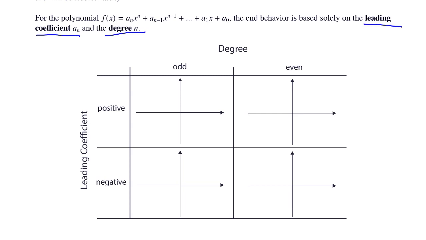Starting in the first box, if you have a leading coefficient that is positive and a degree that is odd, then the end behavior on the left goes down, and the end behavior on the right goes up. And then, based on the polynomial itself, the middle will do other things. If the leading coefficient is positive and the degree is even, then on the left side, the end behavior is up, and on the right side, the end behavior is up.